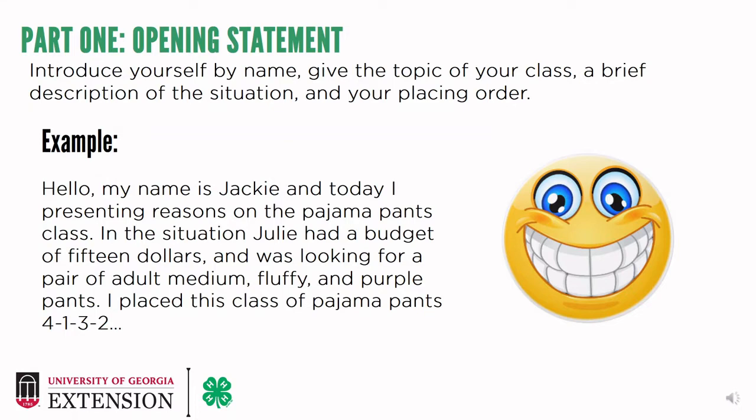The first part to a set of reasons is the opening statement. This is where you introduce yourself by name, give the topic of your class, a brief description of the situation, and your placing order. Let's look at an example with pajama pants. Hello, my name is Jackie, and today I'm presenting reasons on the pajama pants class. In this situation, Julie had a budget of $15, was looking for a pair of adult medium, fluffy, and purple pants. I placed this class of pajama pants 4132.